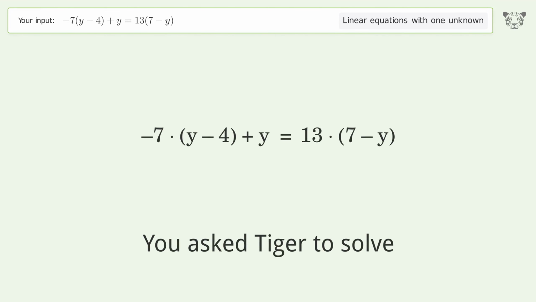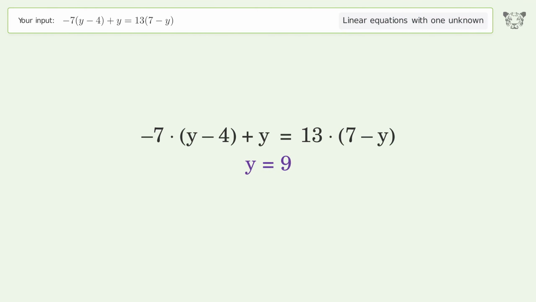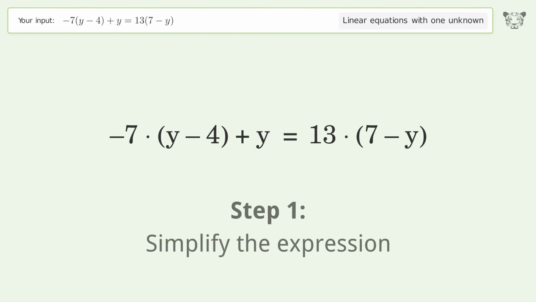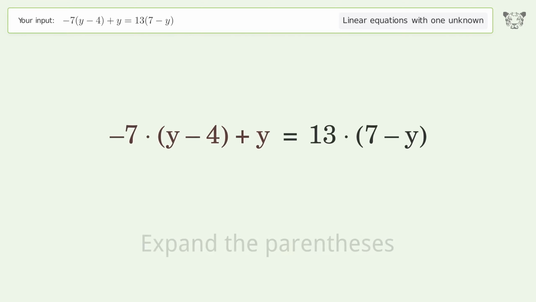You ask Tiger to solve this. It deals with linear equations with one unknown. The final result is y equals 9. Let's solve it step by step. Simplify the expression. Expand the parentheses.